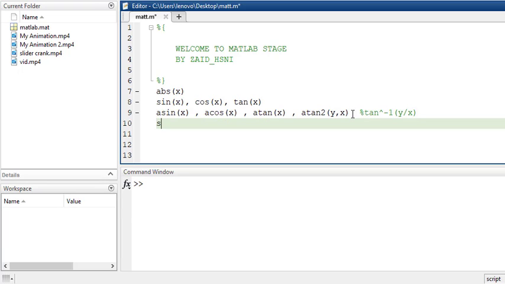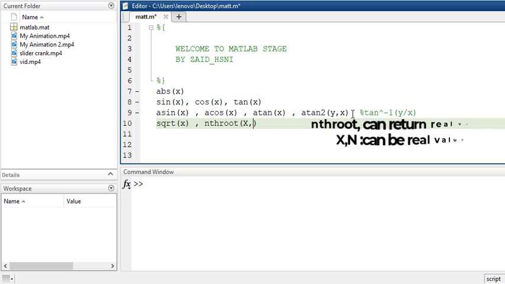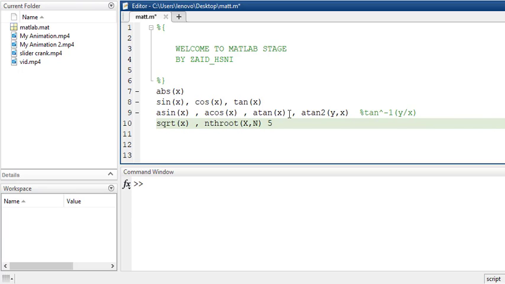There are two commands: sqrt of x, which is the square root, and another command, nthroot, which takes two arguments, x and n, and returns a real value. It can also take real values x and n. The square root of any number is like 2 to the power 1 over 2. And for nthroot, that means a different index power.